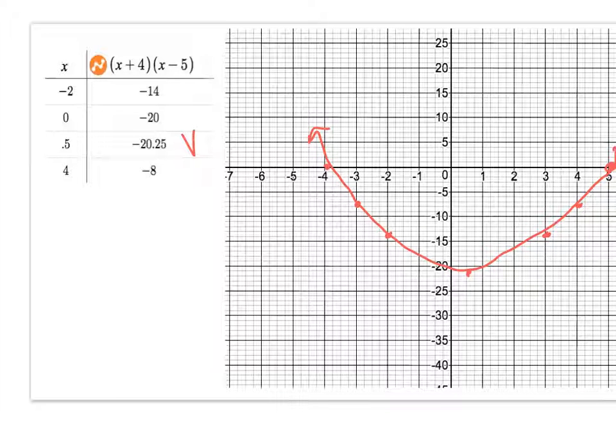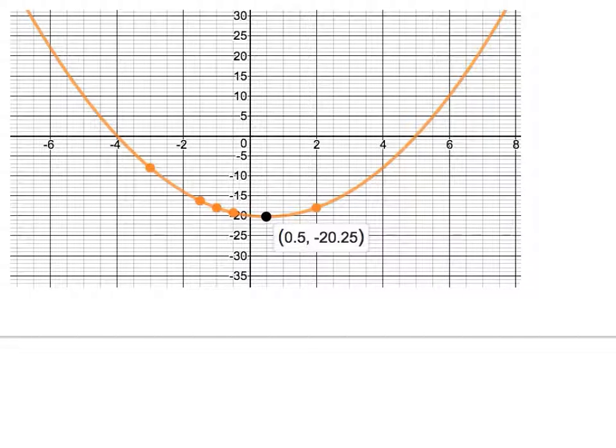And you notice that my far left behavior is up, my far right behavior is up, and my two zeros are negative 4 and 5, and then this right here is going to be my vertex, and my vertex was 0.5, negative 20.25. So to check this, I went ahead and graphed this on Desmos, and so according to Desmos, this is what my graph should look like. So I am pretty close to what my actual graph looks like.